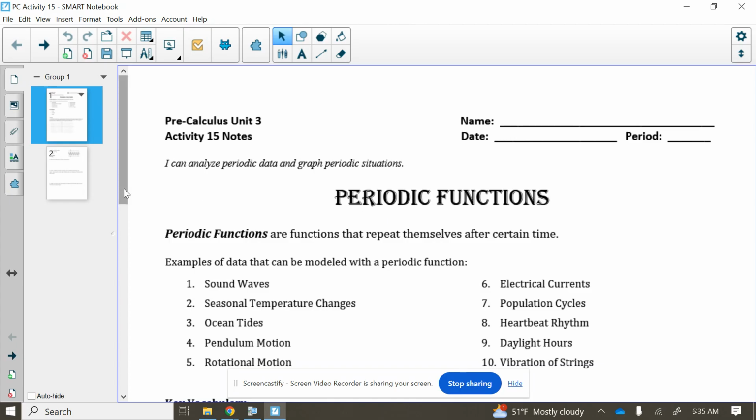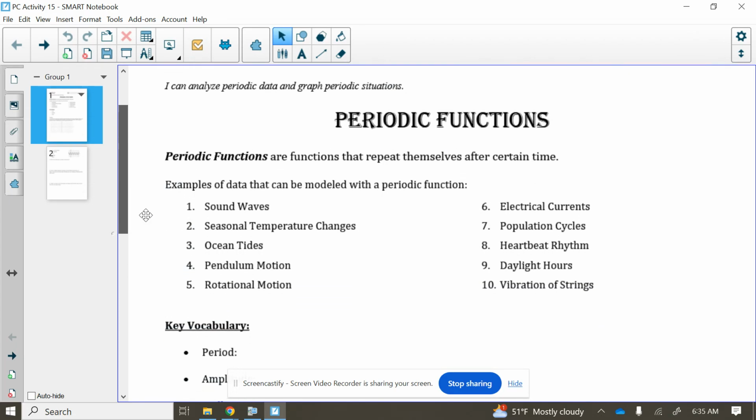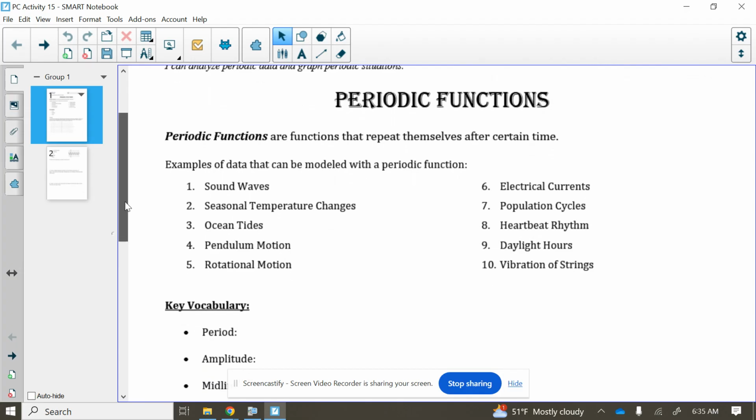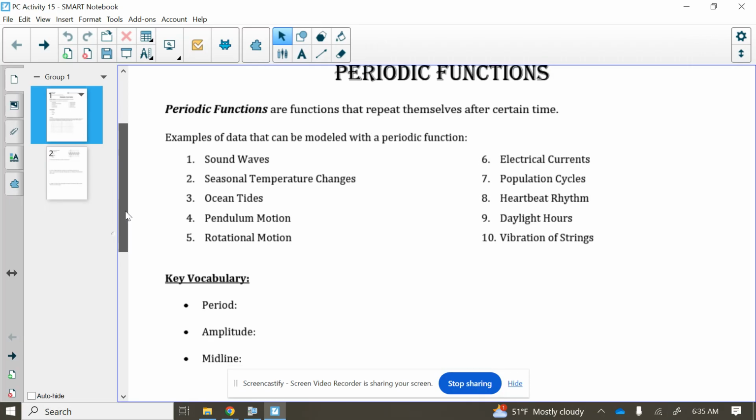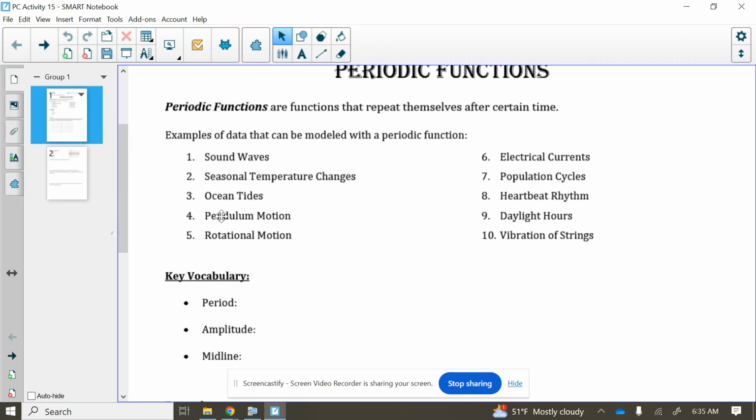Periodic functions or periodic situations are functions that repeat themselves after a certain period of time, right? It takes one period to create one full cycle and then the graph or the situation will repeat itself. So some common examples you can see below: sound waves, seasonal temperature changes, ocean tides, pendulums swinging back and forth, rotational motion, things going in circles, electric currents, population cycles, heartbeats, daylight hours, vibrations. These are all some common examples of our periodic functions.